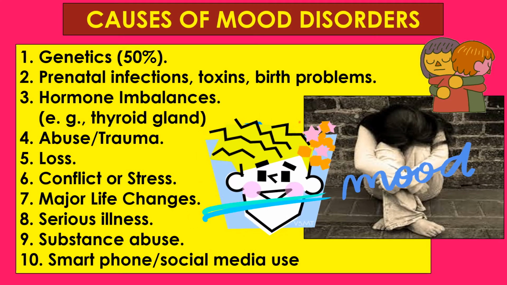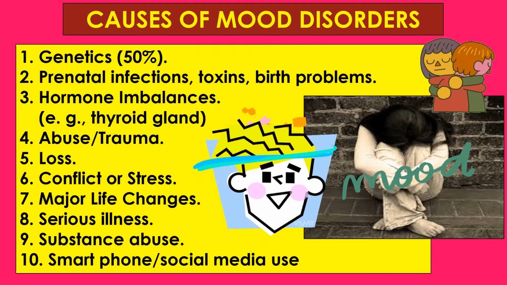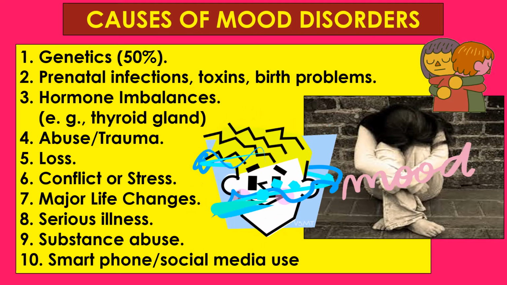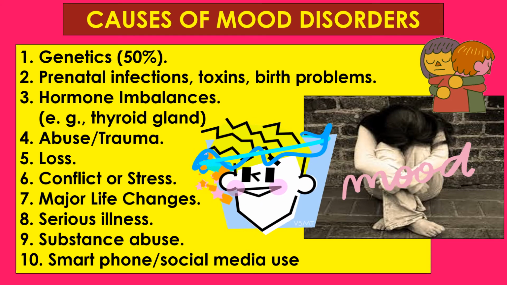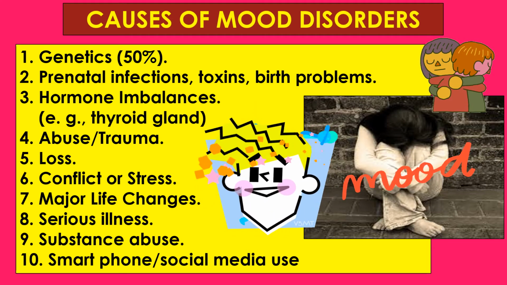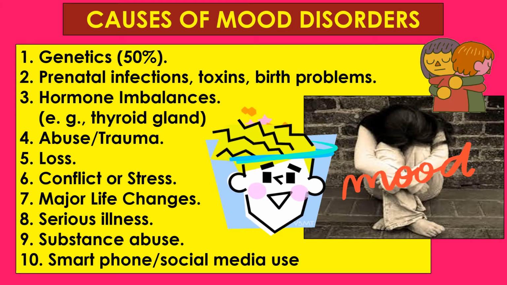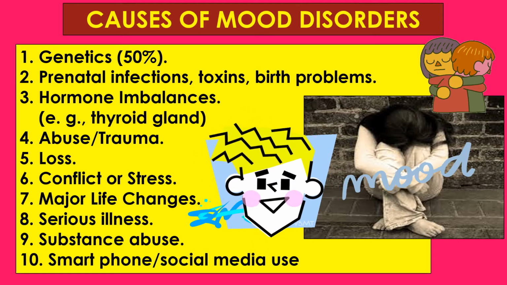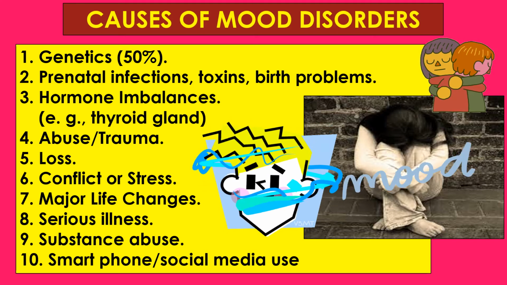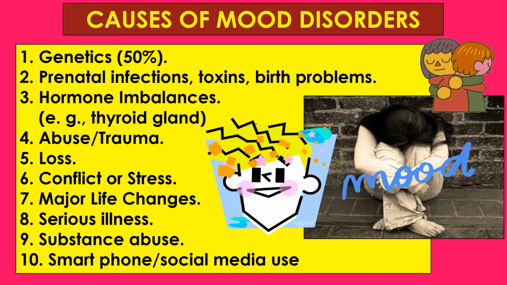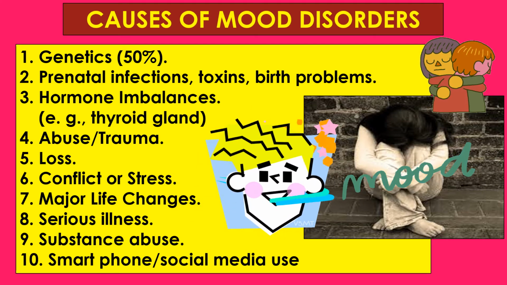There are many different things that can cause mood disorders. Genetics, of course, is one of the important variables, but also prenatal factors like infections or toxins or birth problems. Also, hormonal imbalances. For example, when the thyroid gland is acting up, it can cause depression. Abuse and trauma, of course, isn't that obvious? Any kind of loss, when a person suffers a loss, that often leads to depression. Any conflict or stress, any kind of major life changes, even changes for the good, can be stressful for people. A serious illness, of course.